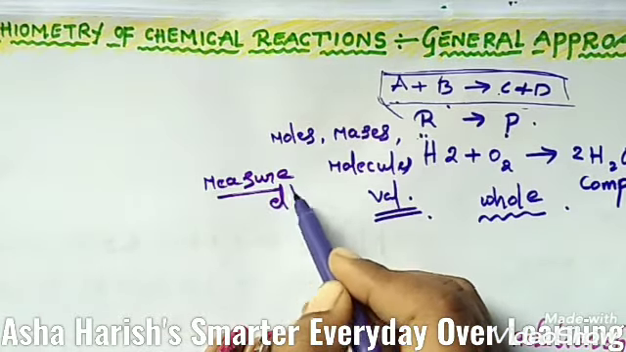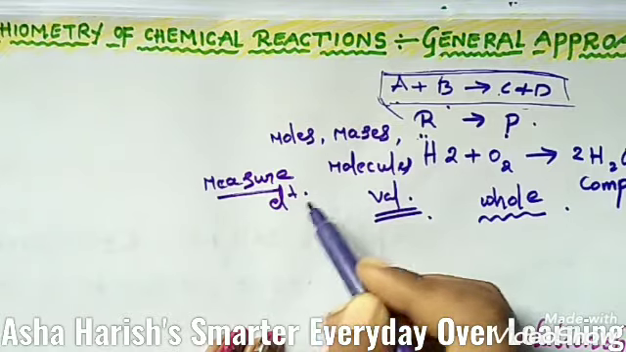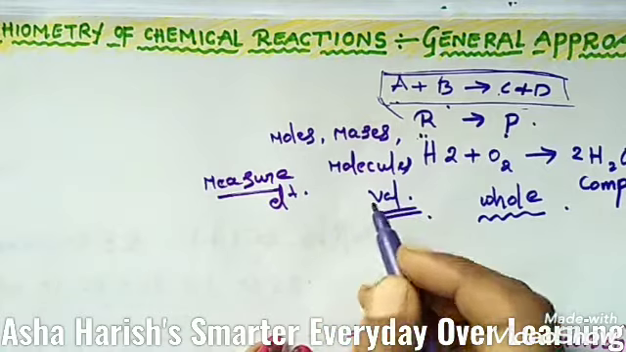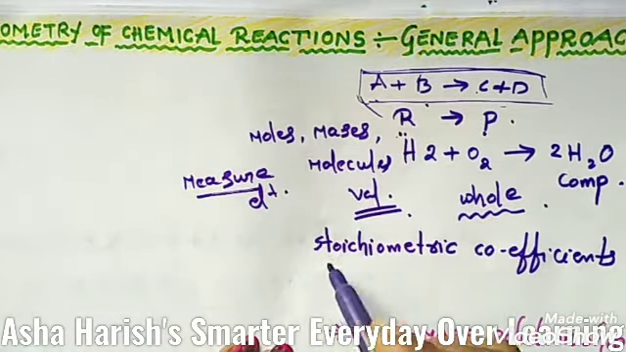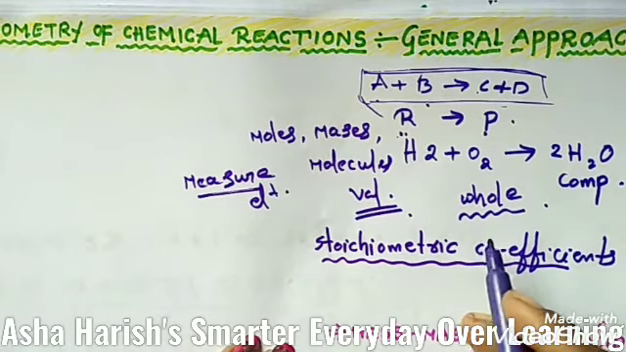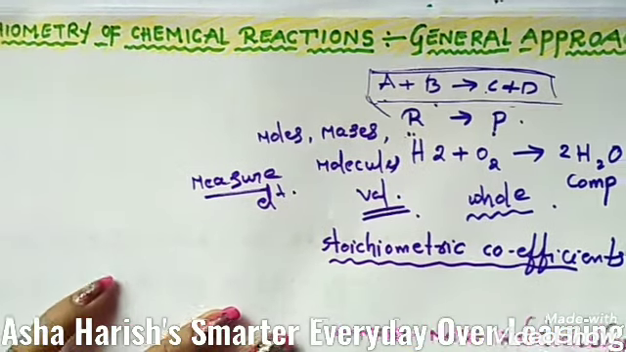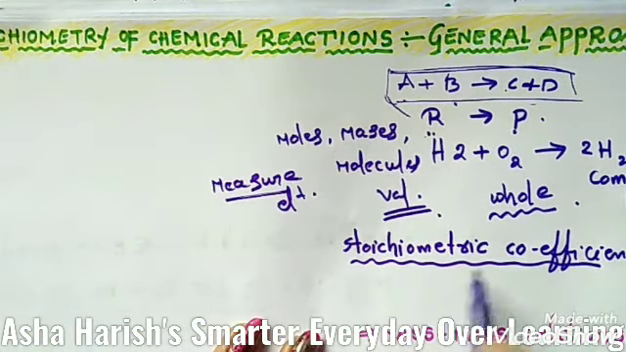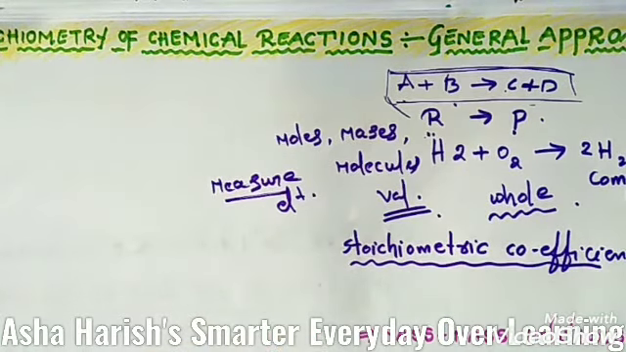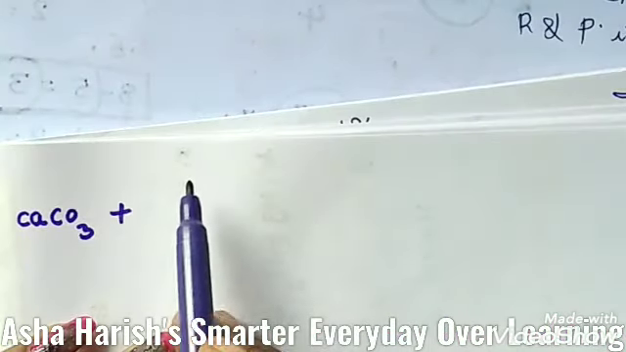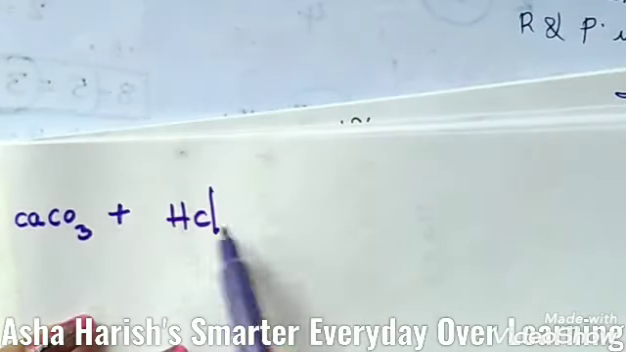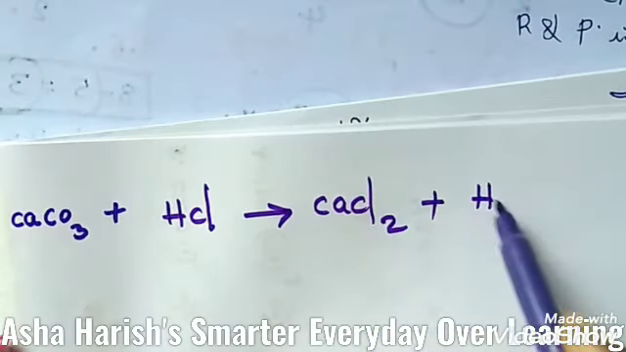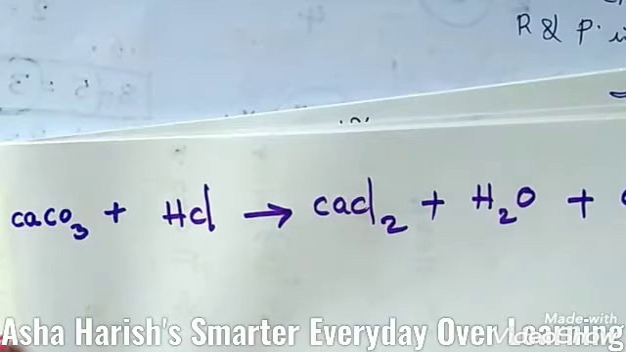In the Greek language, the word means the measure of an element. The coefficients of the balanced chemical equation are called stoichiometric coefficients. For example, a balanced chemical equation along with the quantitative information, I'm going to give you an example of calcium carbonate with HCl. Calcium carbonate, formula CaCO3, plus HCl gives rise to calcium chloride plus water plus CO2.